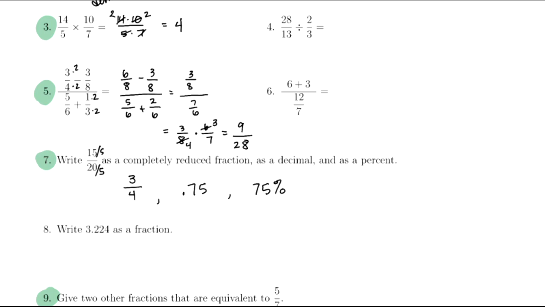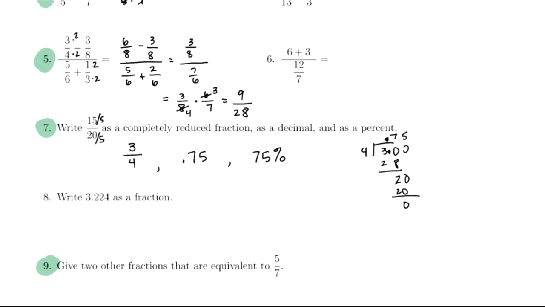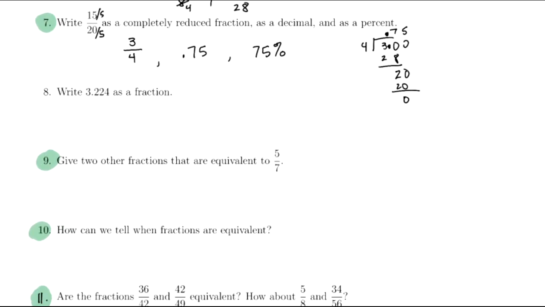But if it was some fraction you didn't know, you could do it like this: 4 into 3, or 3 divided by 4, so you would get a 0.0 here. 4 goes into 30 7 times. 7 times 4 is 28. You get a 2 here, and then you would pull down another 0. 4 times 5 is 20, so you get a 20 here and then a 0. You put your decimal here right over where it goes, and so you get 0.75 as the decimal. And then again, multiply that by 100 to get the percent. We'll do number 8 together.